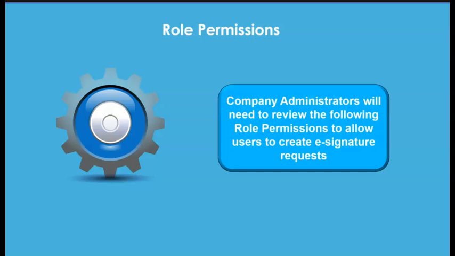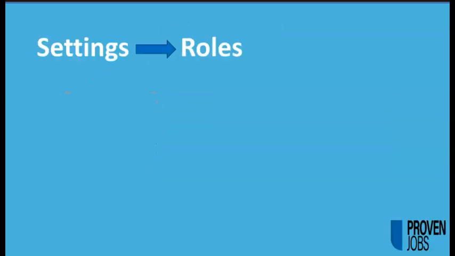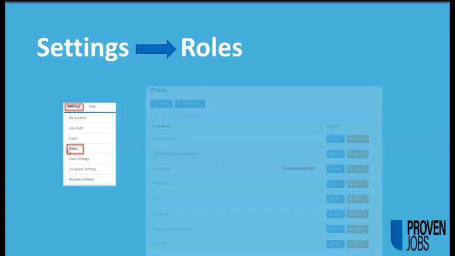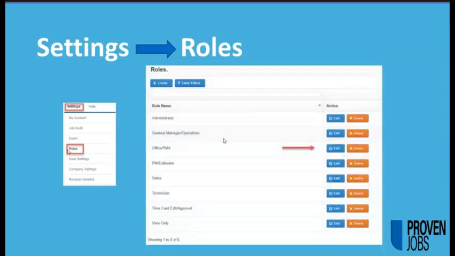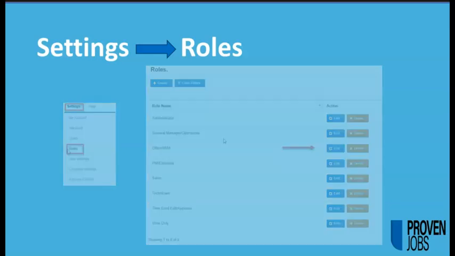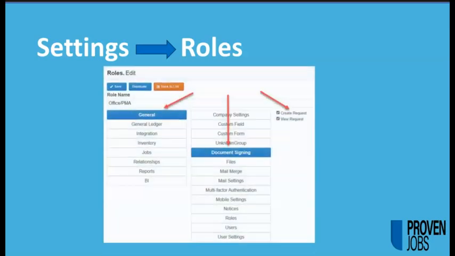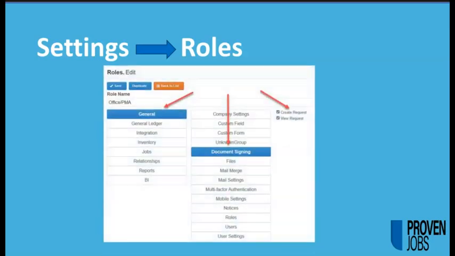Company administrators will need to review the following role permissions to allow users to create e-signature requests. In Settings, Roles, find the role that you wish to review the permissions. In this session, we're going to look at the Office PMA role. We're going to click on Edit. In General, we want to select Document Signing. In here, we need to ensure that Create Request and View Request have been selected.